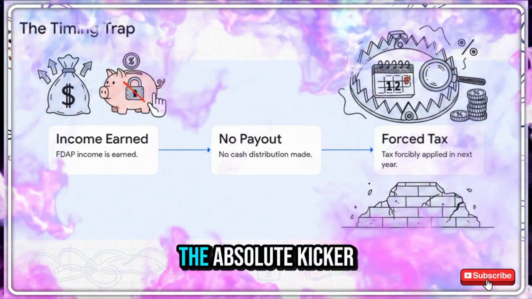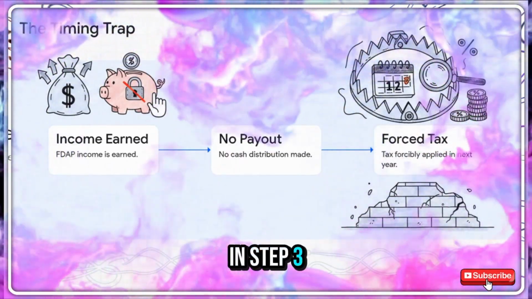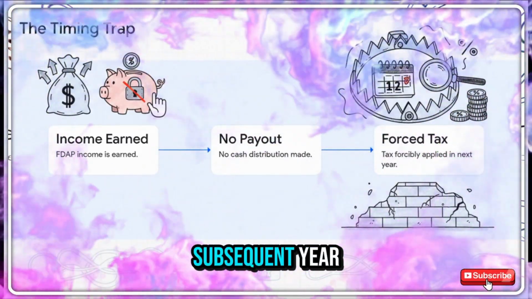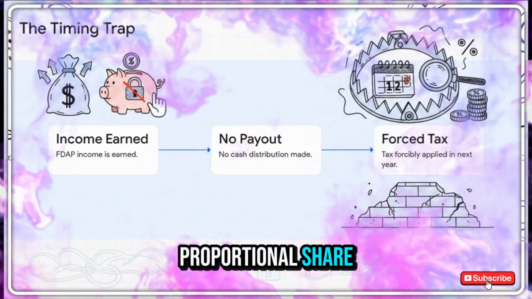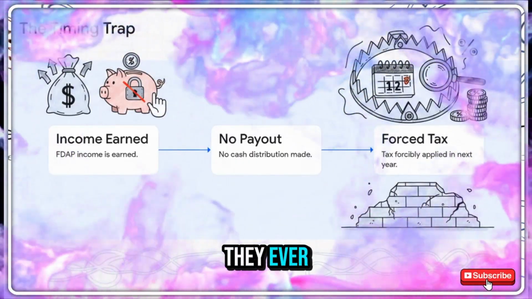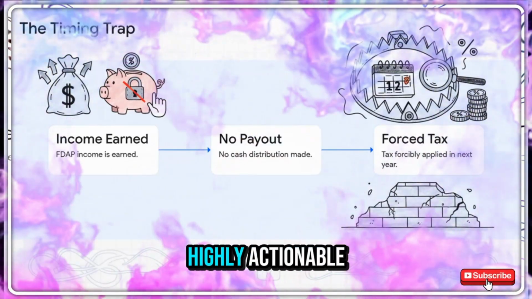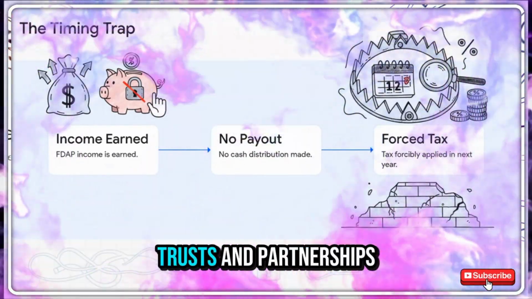Now here is the absolute kicker in step 3. By law, the withholding tax is forcibly applied in the subsequent year on that partner's proportional share, regardless of whether they ever received a single cent of the cash. This sequence creates an implicit, highly actionable trap for foreign trusts and partnerships.